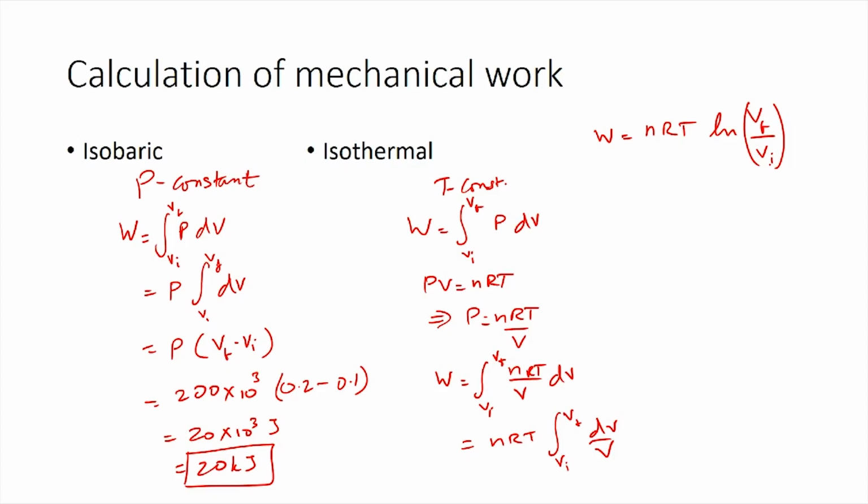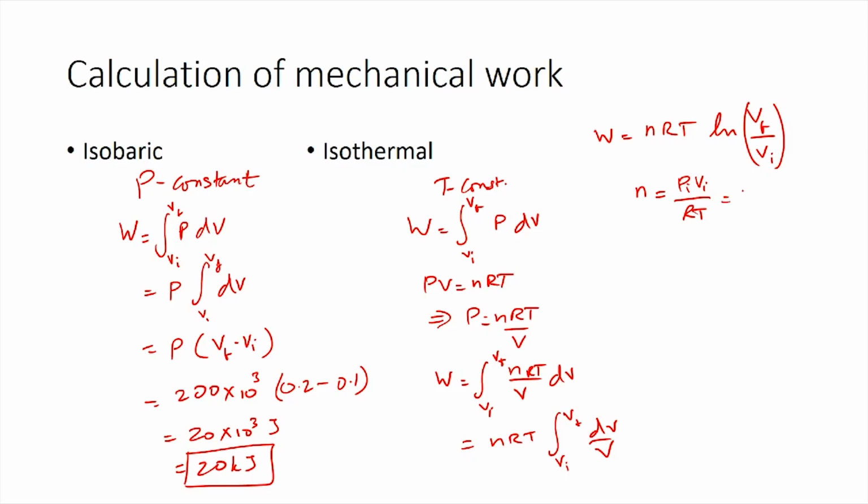Now, let us substitute the values for each of these things. So, we do not know the value for the number of moles, however, we can calculate it using the ideal gas law for the initial condition. nRT equals PV, which means n equals PV by RT. So, using the initial pressure and volume, so we will assume this to be initial pressure and volume, we can calculate n.